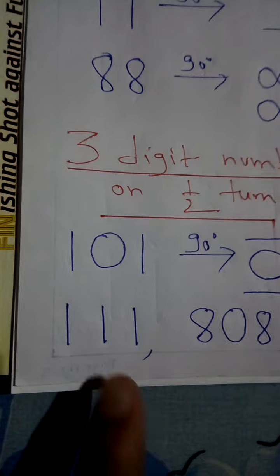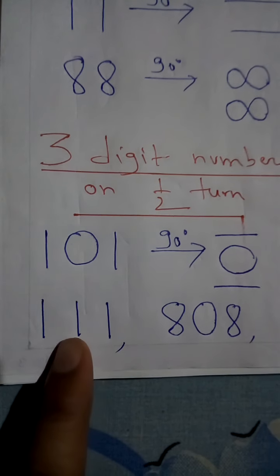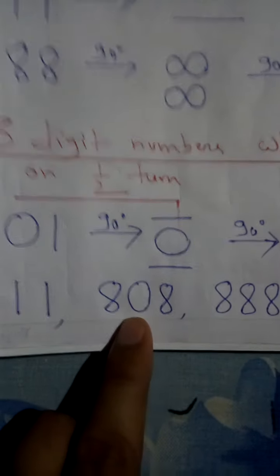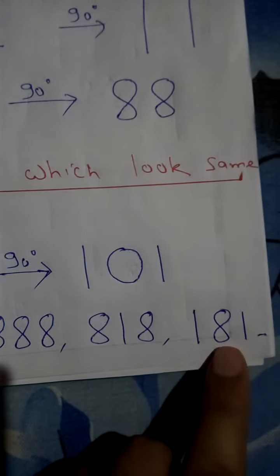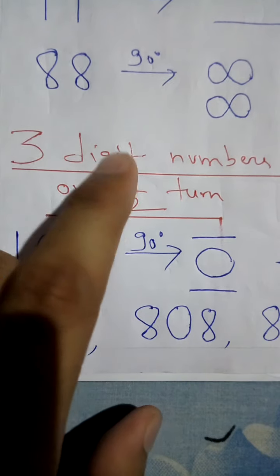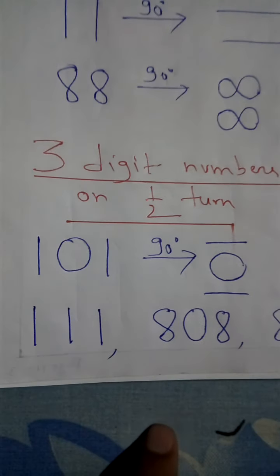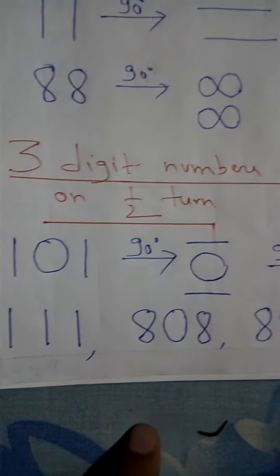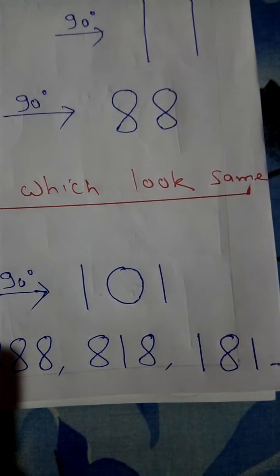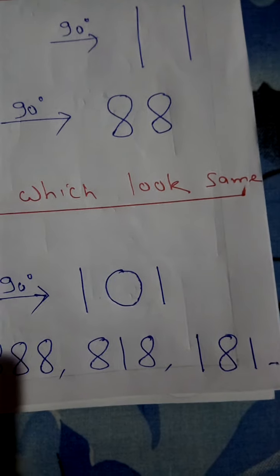Now the other numbers I have only written, I have not shown. 111, this is a 3-digit number. 808, 888, 818 and 181. All these numbers, if you turn through 180 degree or half turn, they look the same. 111, 808, 888, 818 and 181. These are the 3-digit numbers.